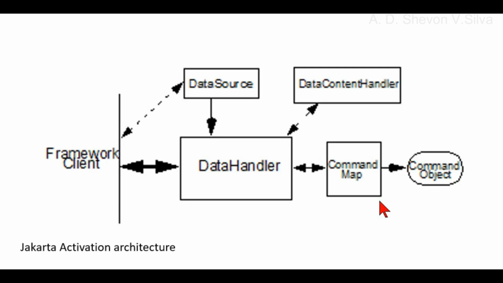Here you can see the framework client. The framework client interacts with the data source. The framework client interacts with the data handler. The data source is connected to the data handler. The data handler interacts with the data content handler. The data handler interacts with the command map. The command map is connected to the command object.